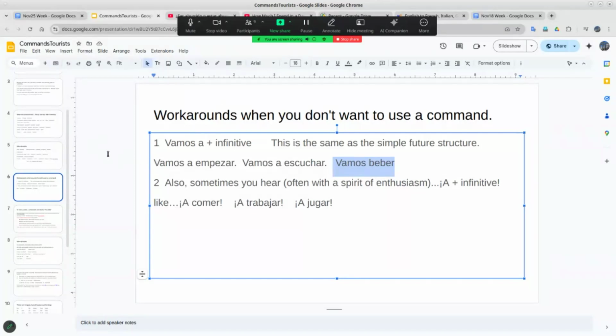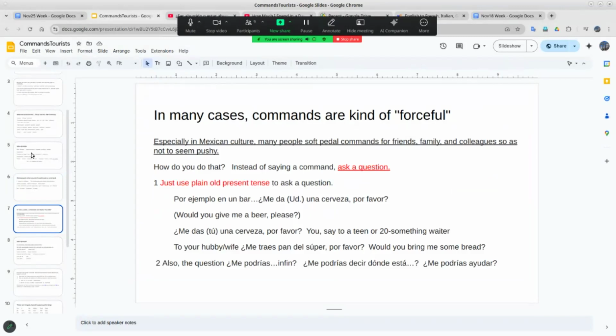Okay. Bien. And a lot of times it's the tone of your voice that tells you that, right? Another way of doing a command is doing a plus an infinitive. A comer can mean let's eat. A trabajar can mean let's get to work. A jugar can mean, hey, let's go play. There are just different ways that Spanish has of expressing a let's idea. Okay? Bien. So be aware there's not just one way of doing that.